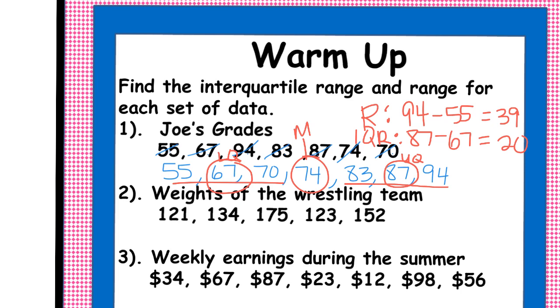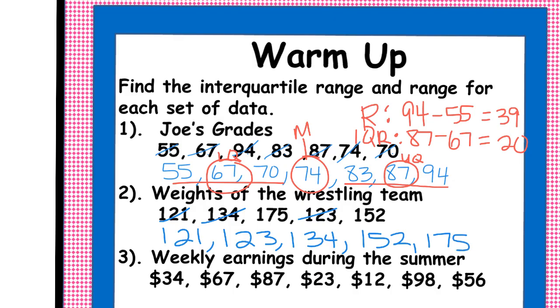Okay, next problem. I have to take my numbers and I have to put them in order. So 121, 123, 134, 152, 175. Okay, so my range, high minus low, 175 minus 121, and that's 54.